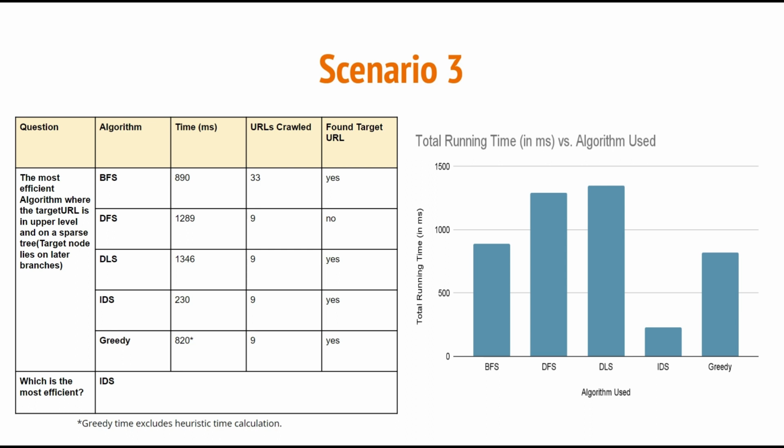In this case, BFS will perform pretty good because BFS does level-wise traversal. DFS and DLS will perform badly, and the result is similar to scenario 2. The only difference is that here DFS will not be able to find the target URL, since it resides farthest from the root node, so it will exceed the maximum level limit, and because of that the program will be terminated. Here also we can see the most efficient algorithm is IDS, which can be clearly seen in the graph as well. So yeah, that's it.